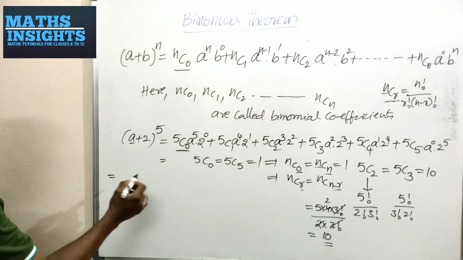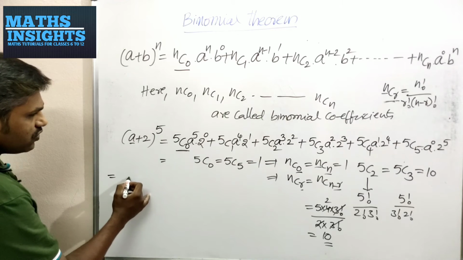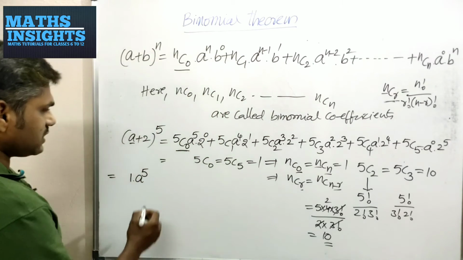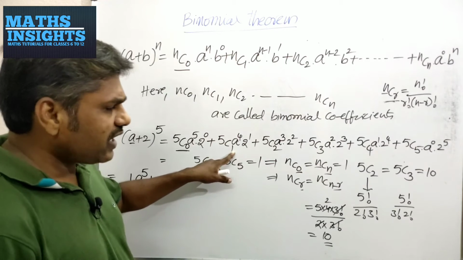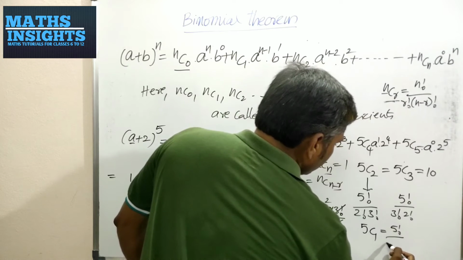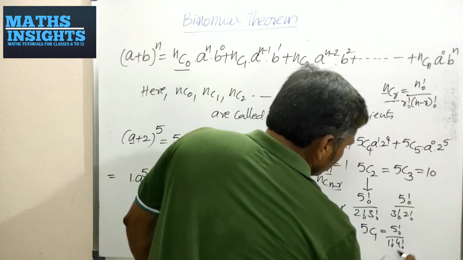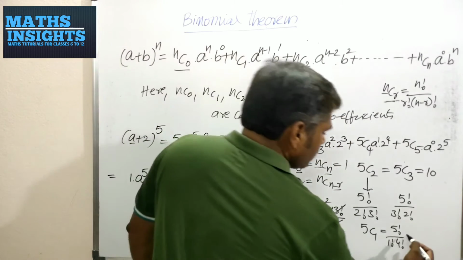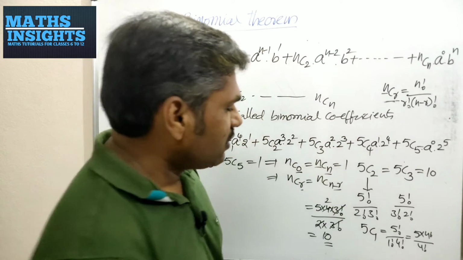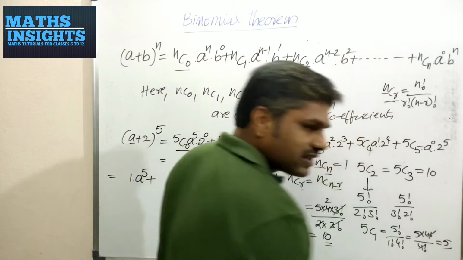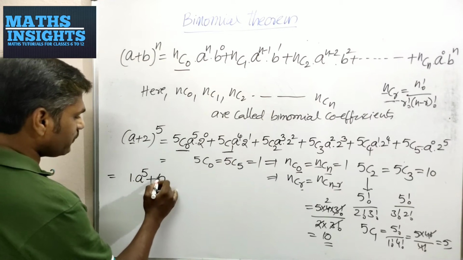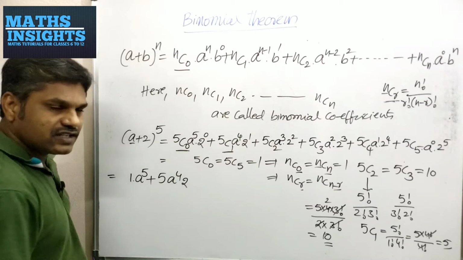Now we will learn how to write it. See, 5C0 is 1, you know, 1 into a power 5. So 2 power 0 is 1, not required to write, plus 5C1. If you calculate 5C1, its value will become 5 factorial by 1 factorial into (5 minus 1) factorial, which is 4 factorial. So its value will become 5 into 4 factorial by 4 factorial. 1 factorial is 1, 4 factorial cancel. So answer is 5. So 5C1 is 5. 5 into a power 4, 2 power 1 is 2.